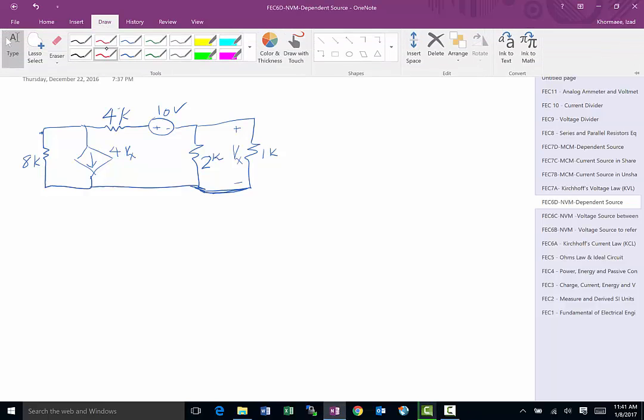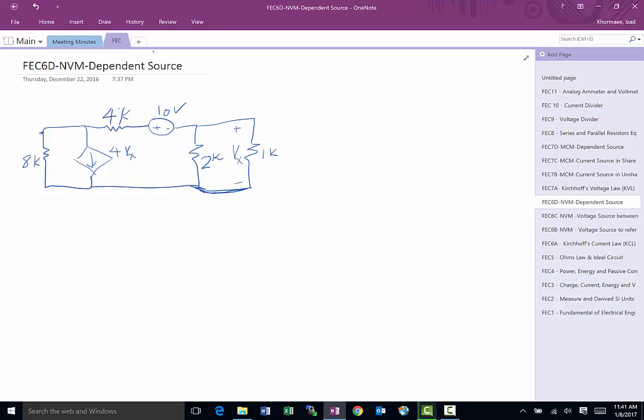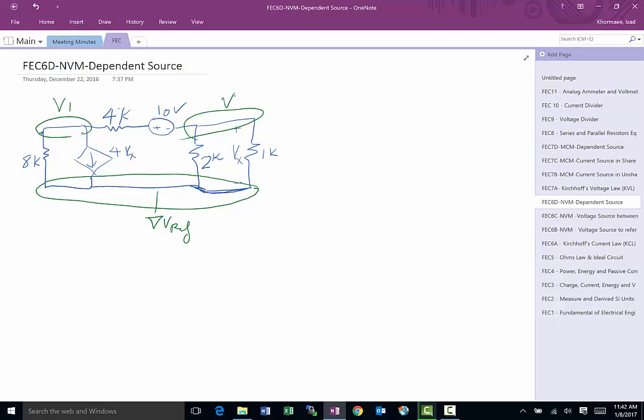Basically, we follow everything we've learned previously about the node voltage method, which means the first thing we've got to do is find out how many essential nodes we have, and by now we know that this has 3. And so we've got V reference here. Let's call this one V1. Let's call this one V2. And we're ready to go.